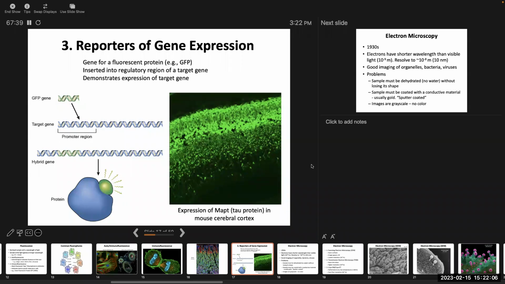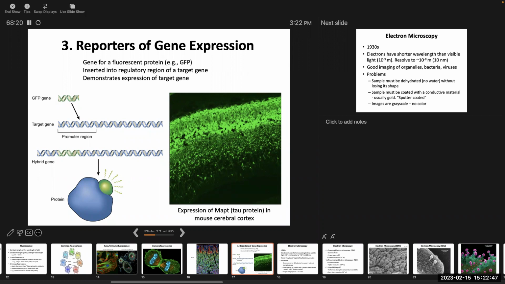So here's an example on the right showing a slice through the cerebral cortex of a mouse. They've inserted this GFP gene into a gene called MAPT, which codes for a protein called tau. The reason they were doing this, I'm sure, is because they were probably studying Alzheimer's disease, because tau is a really important protein in understanding the pathology of Alzheimer's. You get what are called tau tangles, which are clusters of tau protein that are found in the cells that are damaged in Alzheimer's disease.